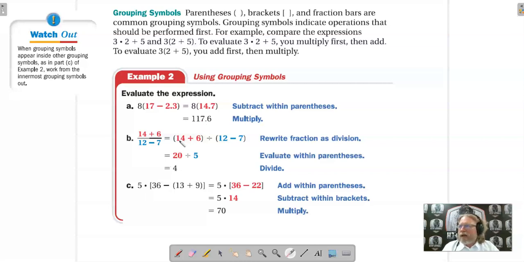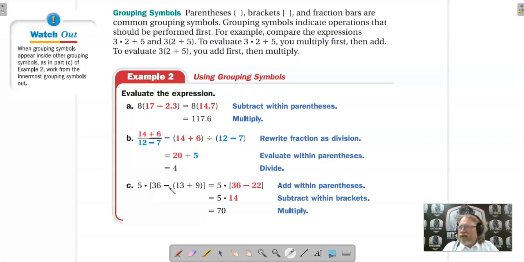So on the second one, remember fractions are grouping symbols also. The fraction bar is a grouping symbol. So we have to take the numerator, 14 plus 6, and the denominator, 12 minus 7, and think of each as grouping. We first do the addition and the subtraction. Then we can divide and finally get a result of 4.